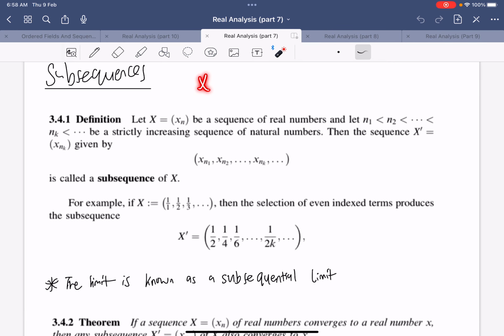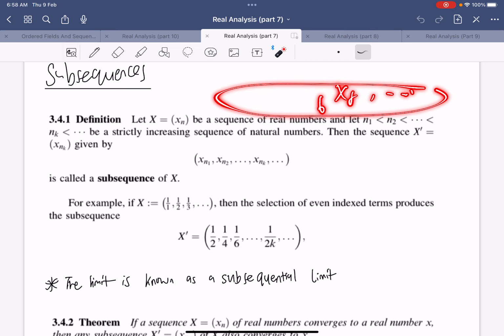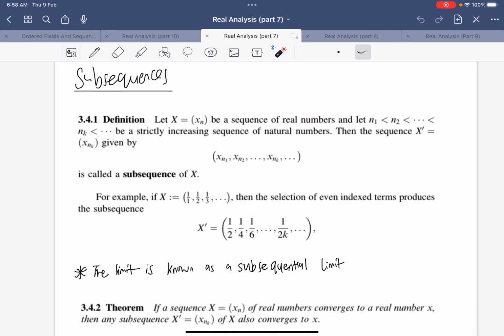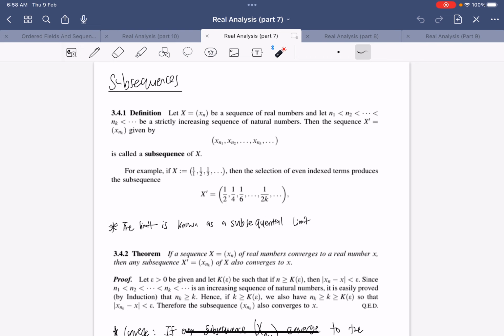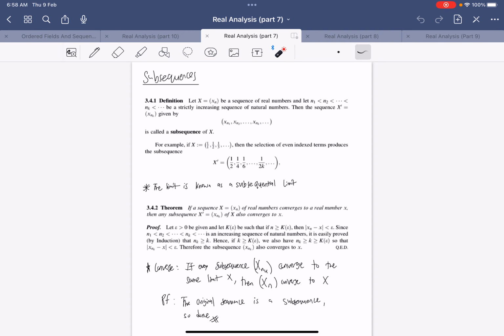So for example, we have a sequence x1, x2, x3, x4, x5, and so on. Then we just choose the even terms: x2, x4, x6, x8, and so on. This is known as a subsequence. It's a sequence that arises from your original sequence. For example, we have 1/2, 1/3 all the way, then we just choose the even index terms. So it's 1/2, 1/4, 1/6, and so on. And the limit of a subsequence will be called a subsequential limit.